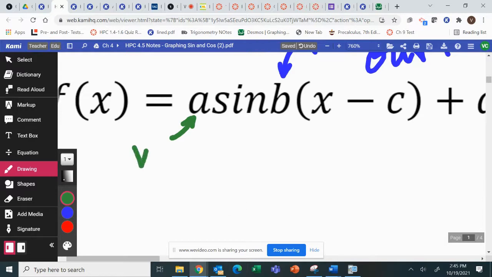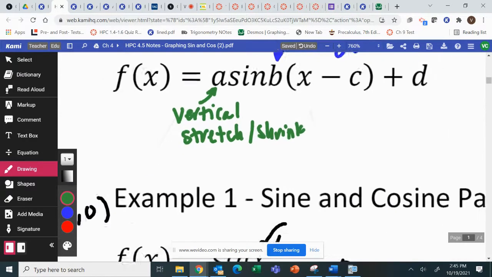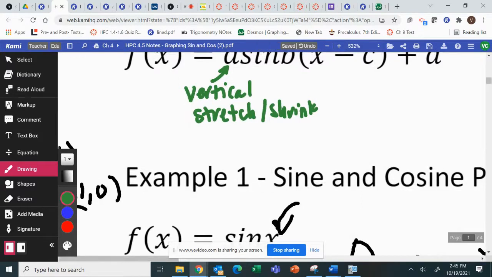It could be a vertical stretch or shrink. That's something else it can be also. Vertical stretch or shrink, something else it could be. No, that is going to change the amplitude. Something else the A could be. Allison?